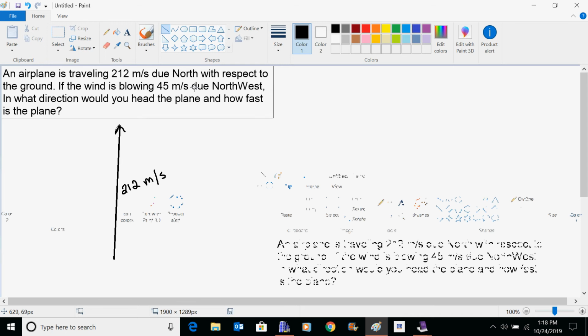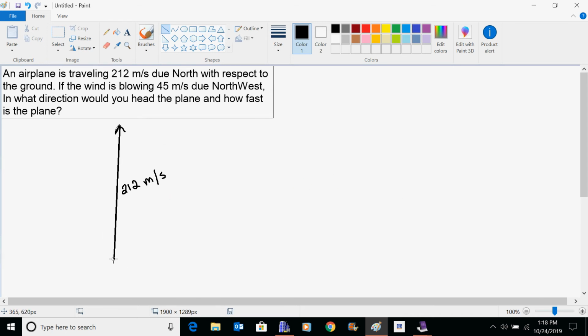So which way is northwest? You can point. Okay, good. They're all pointing up and to the left. So up and to the left this way. How many degrees? 45. 45 degrees, because it just says due northwest. So that means it's 45 degrees down here and it's 45 degrees up here. So we want to put in that 45 degrees in here.